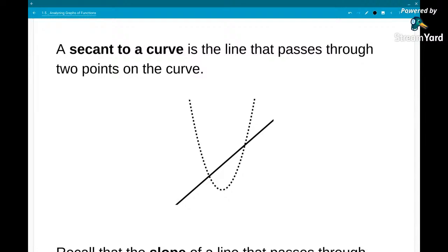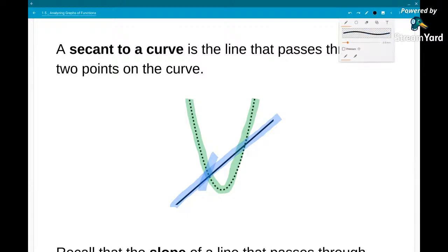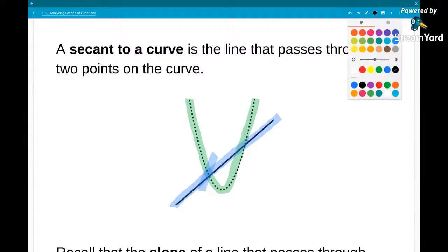Right. So I drew a parabola. I didn't have to. I could draw any curve, but I chose to draw a parabola. And this line that passes through 2 points on the parabola is called the secant. That's it. It's just a line that can be drawn through 2 points of a curve.